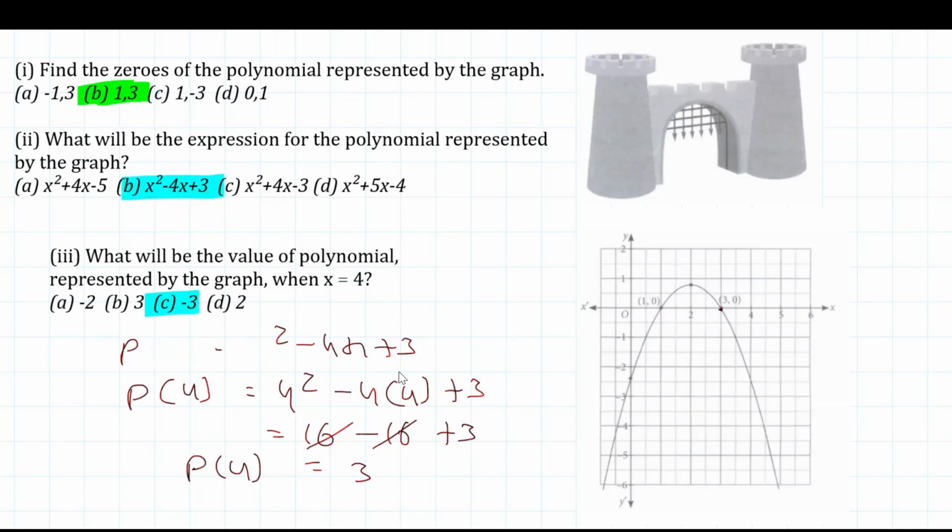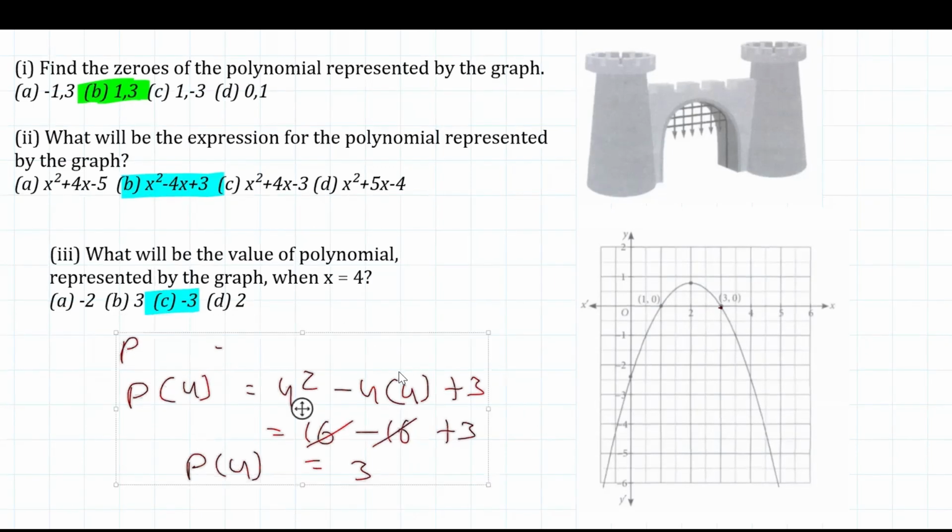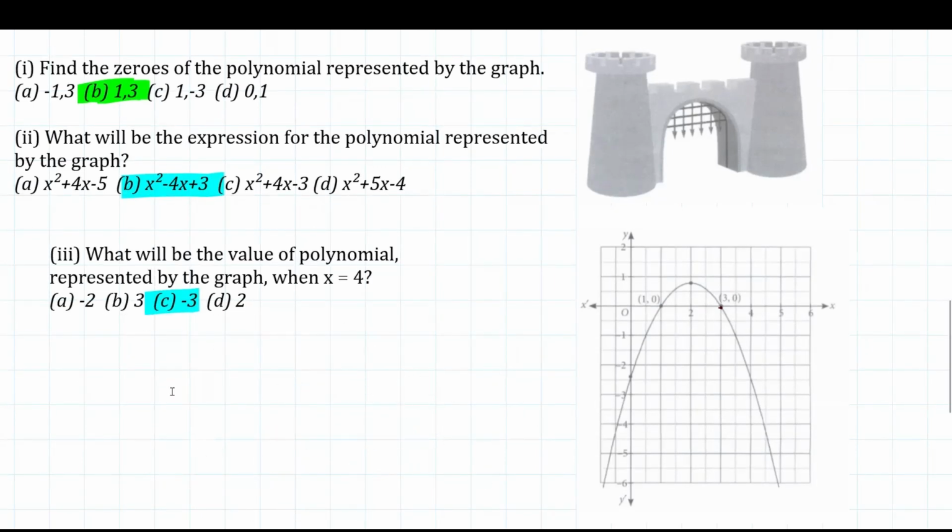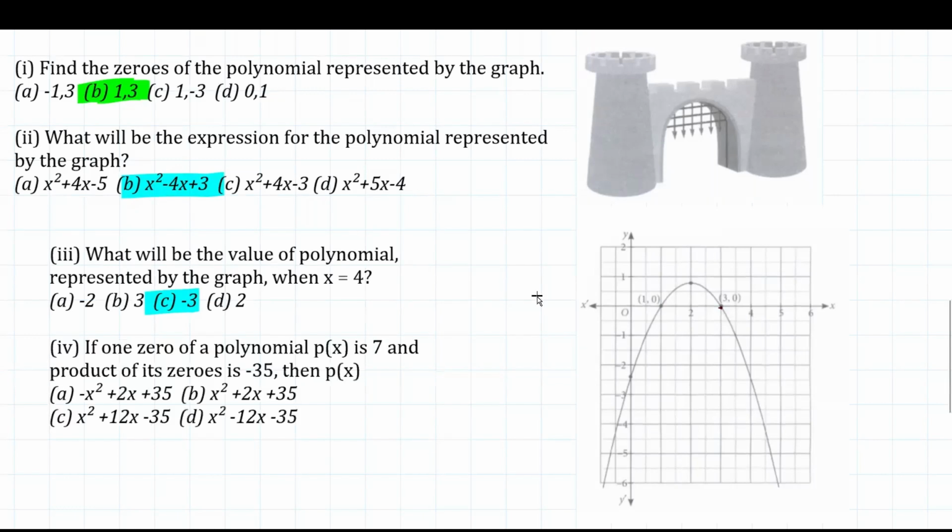Now, we have done three parts, right? Now we have two more parts to do. So let's check what the next part is. That is the fourth part over here. It says if one of the zeros of the polynomial is 7 and the product of the zeros is minus 35, then p(x) is.